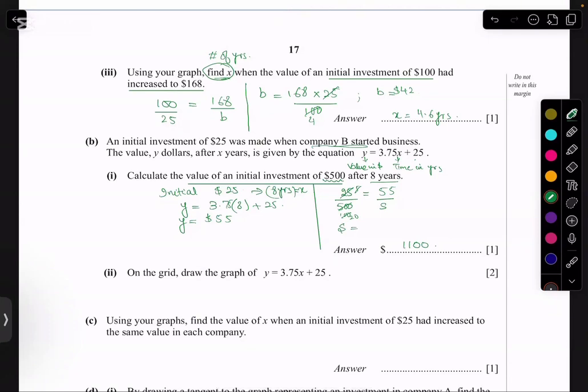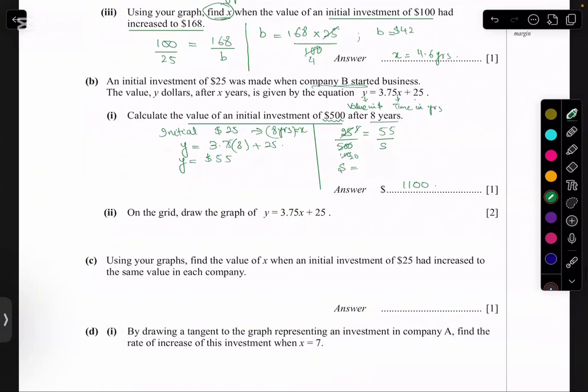Is that clear? It's a very critical question which I would like to just share with all my students. Yes, ma'am. Is this clear? जी मैम. On the grid, draw the graph of y is equals to 3.75x plus 25.